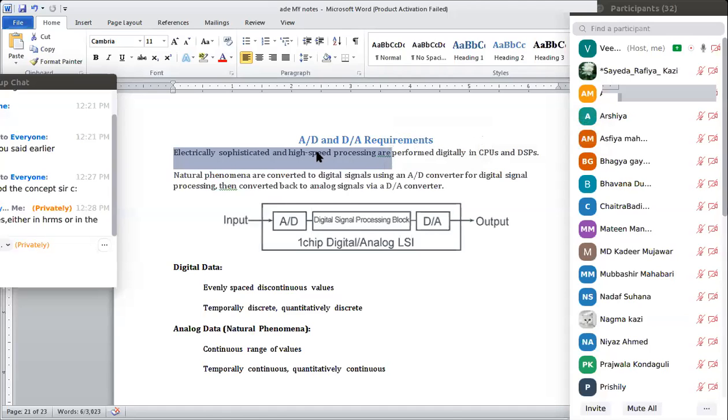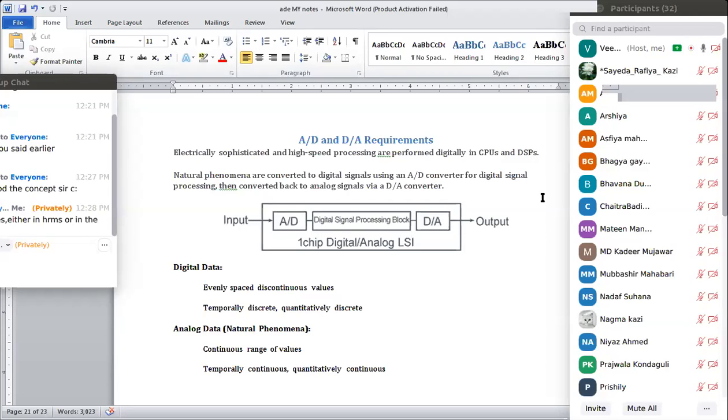That is why whatever signals we have in analog, we need to convert into digital every time when it is going to be passed through CPUs, or also DSPs. DSP is also a processor called a digital signal processor. So each and every time we need to convert analog to digital.